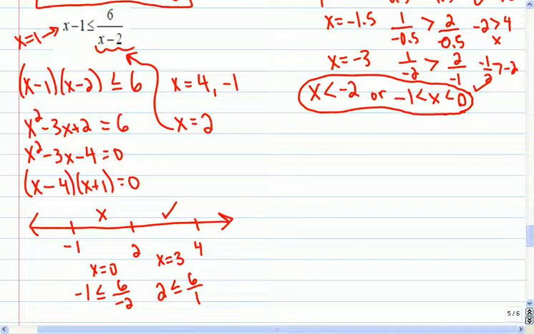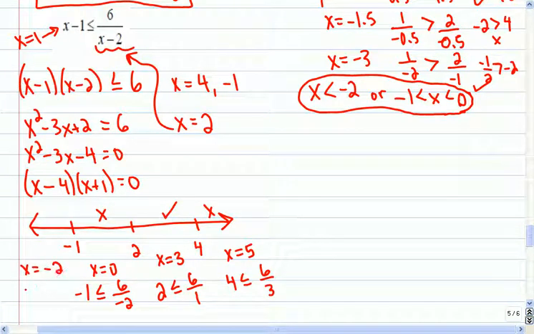Okay, and so we'll finish off, check at x equals 5. That will be, is 4 less than or equal to 6 divided by 3? No, 4 is not less than or equal to 2. We'll try another one over here. How about negative 2? Is negative 3 less than or equal to 6 over negative 5? That is true.